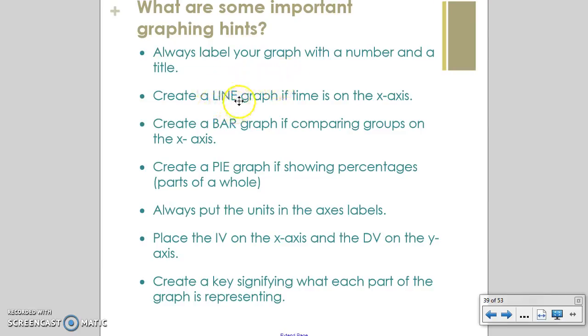The first type is a line graph. We're going to use a line graph when we're showing a change over time. And we know it's a change over time if time shows up on the x-axis.